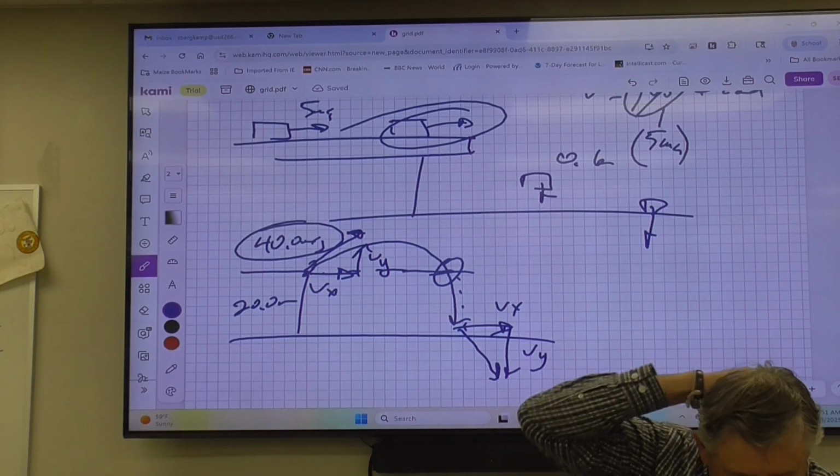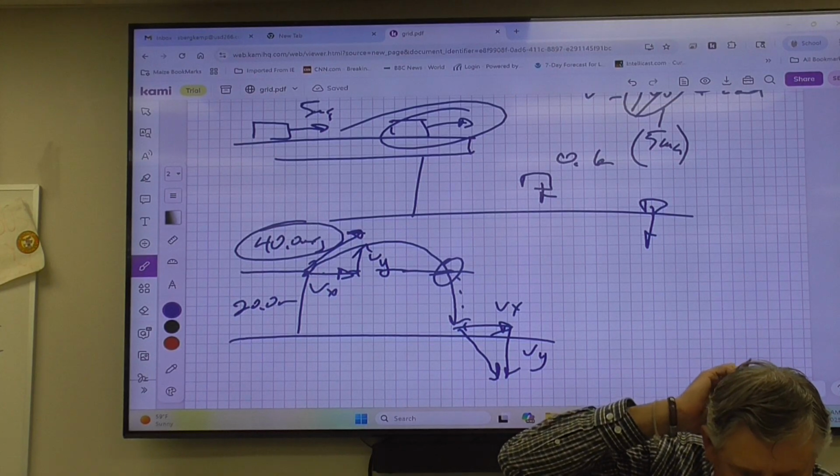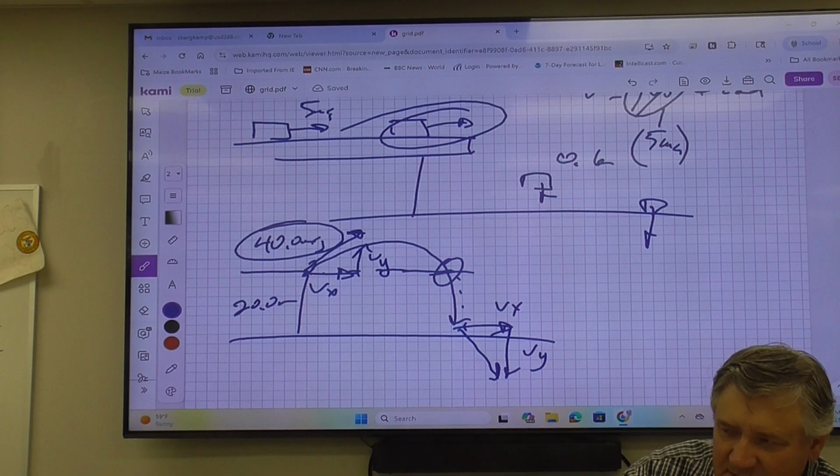Now, I need to point this out. Of the questions out of the book, 22 through 26, those are all multiple choice answers.